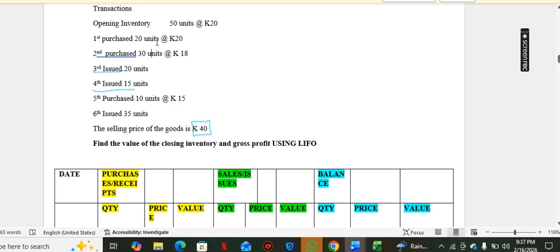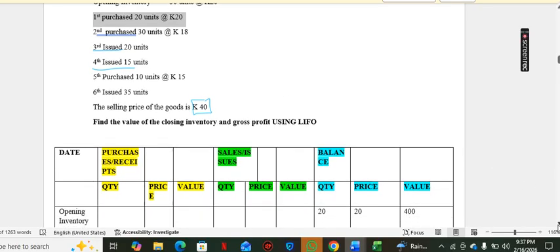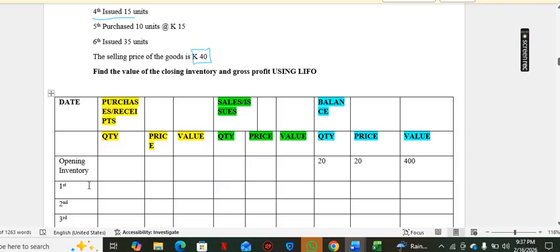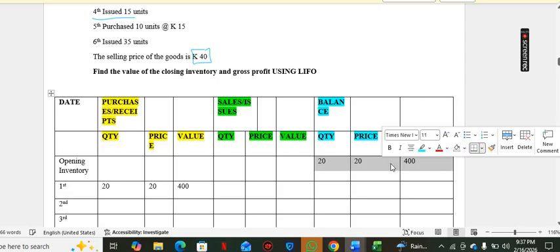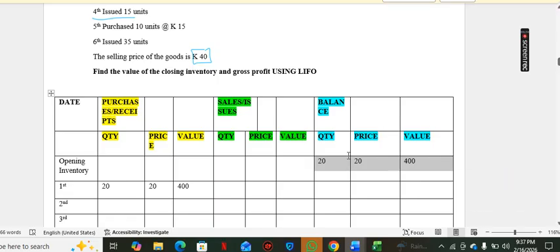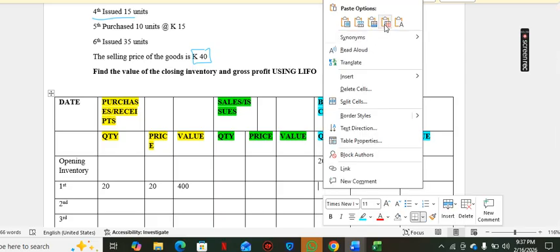Any questions before I move further? Now we look at each of the transactions. On the first of the month, we purchased 20 units at 20 kwacha each. So we come here on the date, the first of the month. We purchased 20 units. These 20 units cost us 20 kwacha each. So in total, our purchases cost was 400 kwacha. Remember this trick, colleagues. Every time there is a purchase, that's when you divide up the inventory, or you separate.